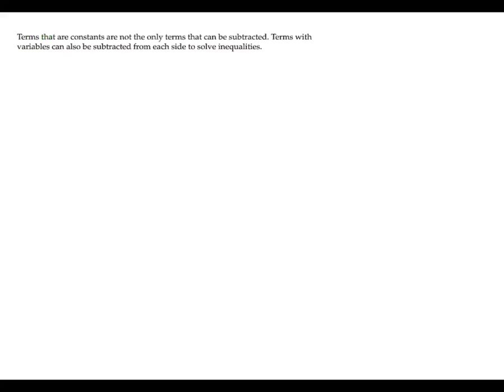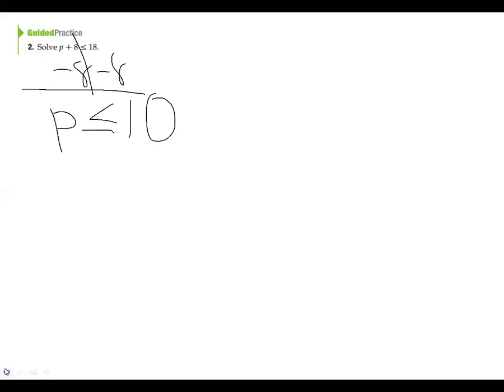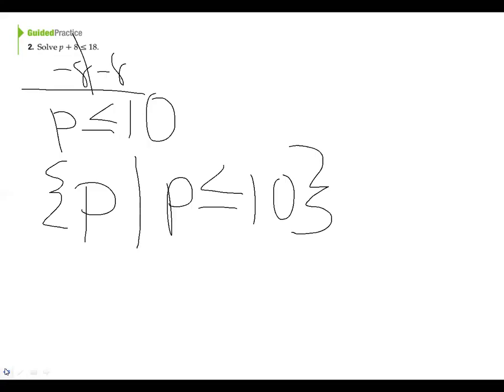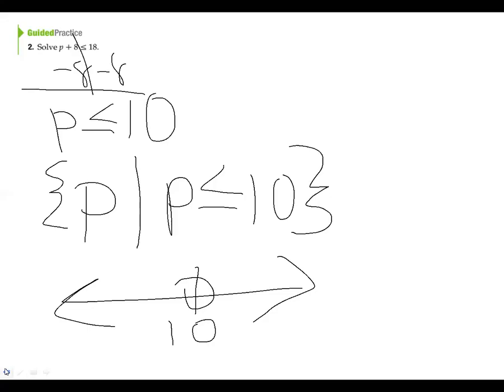Okay, we're back. So if you subtract 8 from both sides, you get p is less than or equal to 10. And the solution would be the set of all p such that p is less than or equal to 10. On the number line, 10 is the boundary point, so you put a circle and shade the circle in, and then shade everything less than it, that way. Pretty cool, huh?